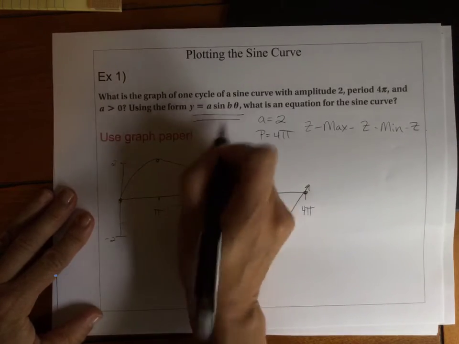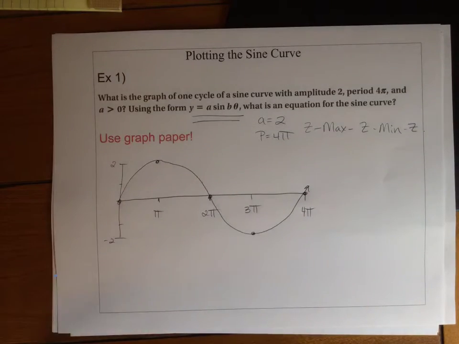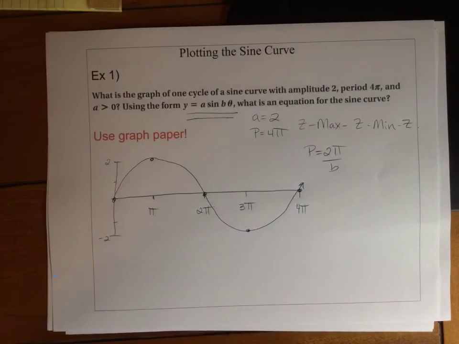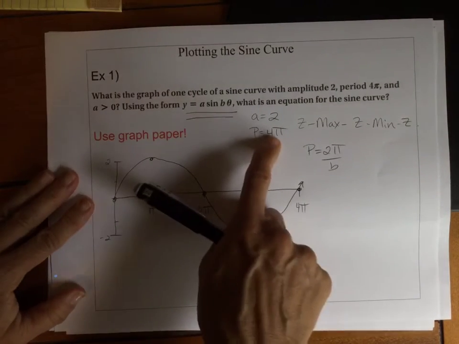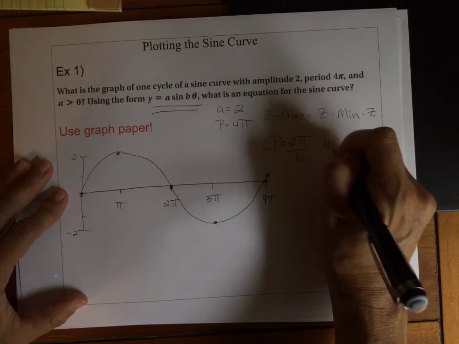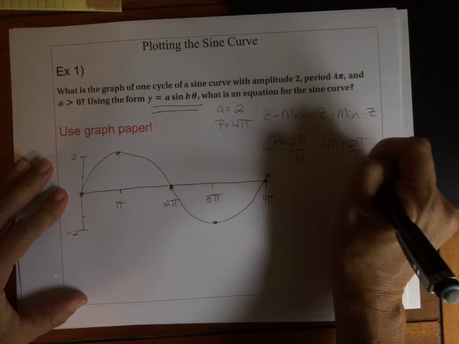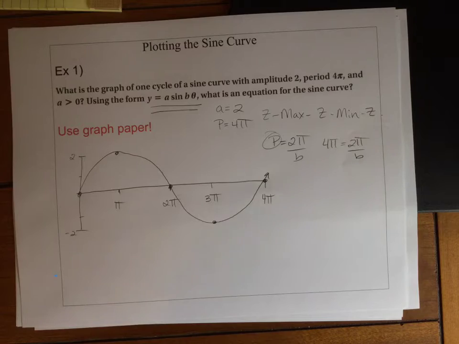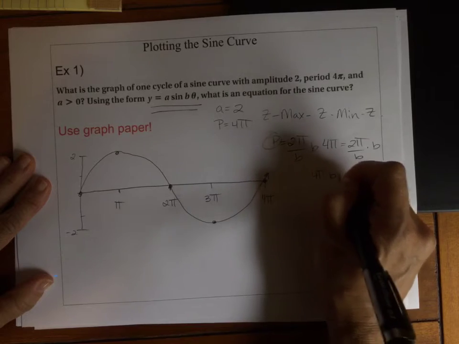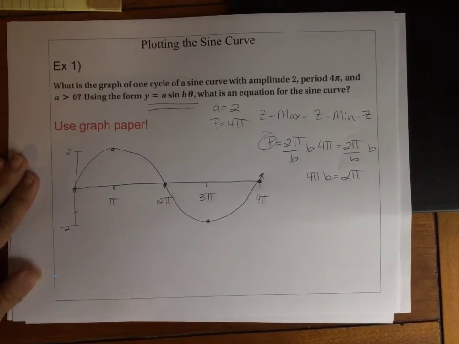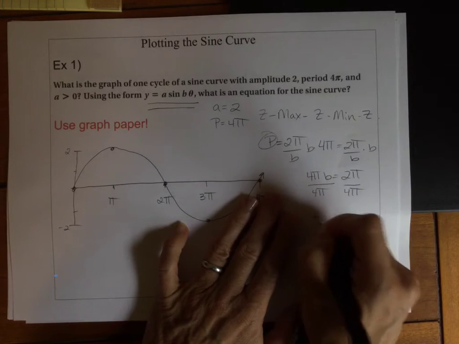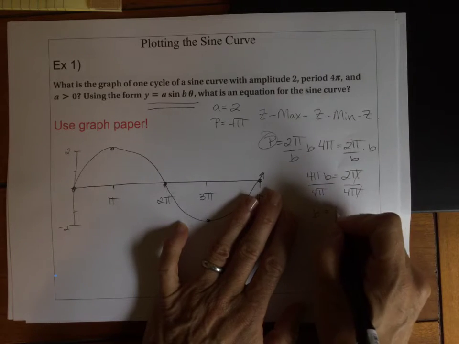Now it says they want us to write an equation. Well, we were given P, not B. But remember, we have an equation that has B in it. So there's our B right there. What do we know? We know period. So we have 4 pi equals 2 pi over B. Well, now to get B out of the denominator, I multiply both sides by B. So I end up with 4 pi B equals just 2 pi. And then I divide both sides by 4 pi. So I can see B is going to end up being just 1/2.